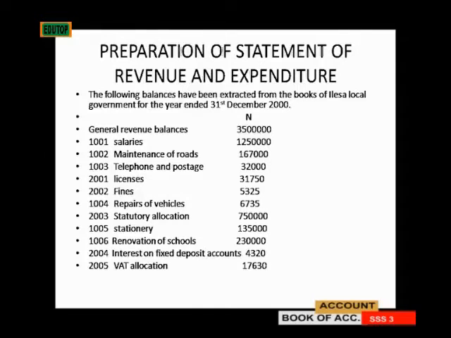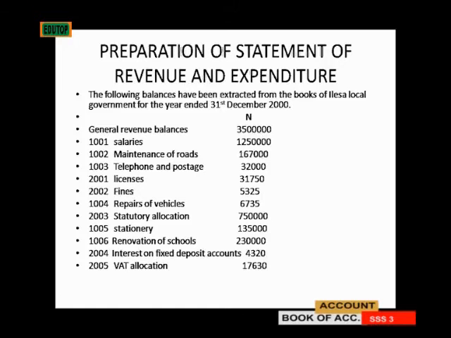Then, so let's quickly do another workings, which is the preparation of statement of revenue and expenditure. You might be given the question, and you might be asked to prepare revenue and expenditure, and like I've explained, that is the way we go about it. So the following, let's quickly take this illustration. The following balances have been extracted from the books of Village Local Government for the year ended 31st December 2000.